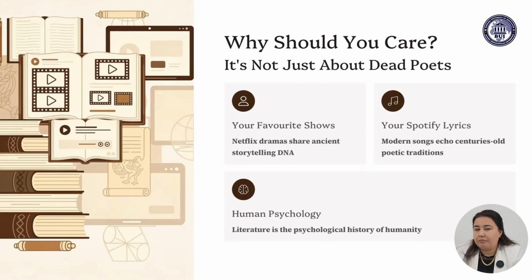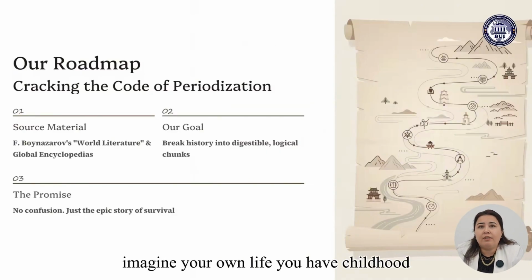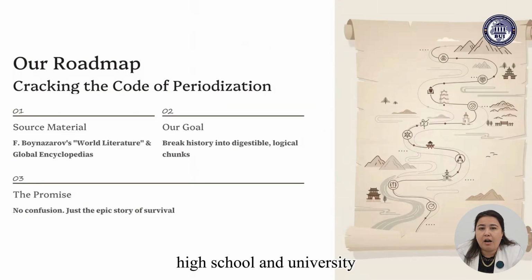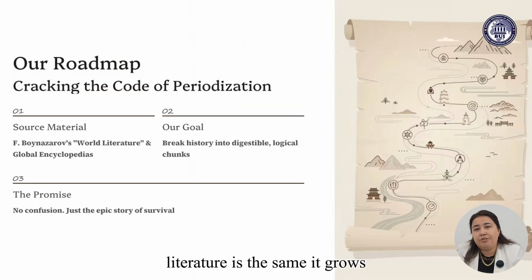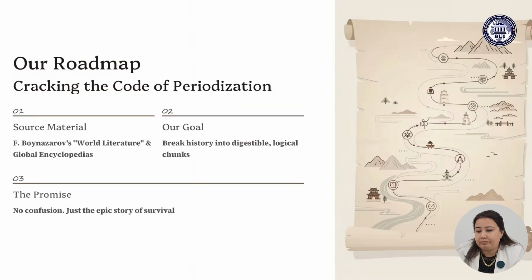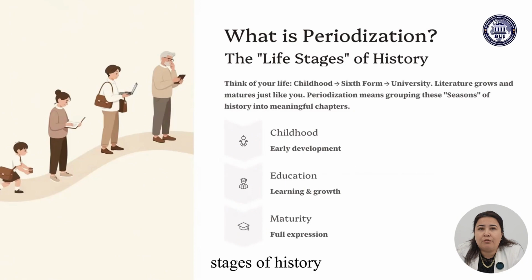First, let's define periodization. That sounds very academic, right? Imagine your own life. You have childhood, high school, and university. You were a different person in high school than you are now. Literature is the same. It grows, it changes style, it matures. Periodization is just a way of grouping these life stages of history.